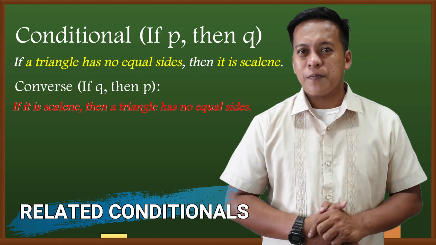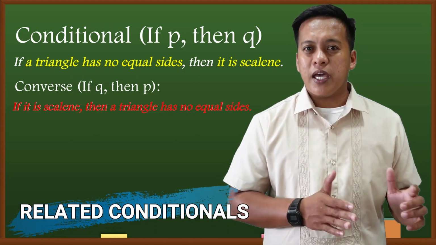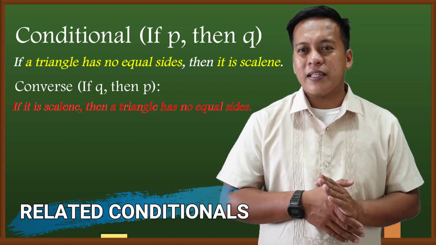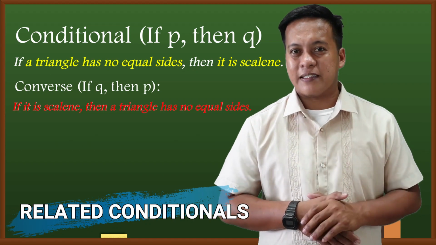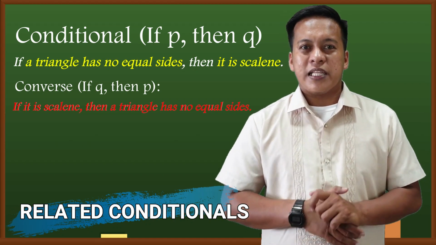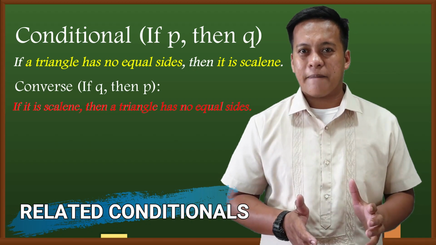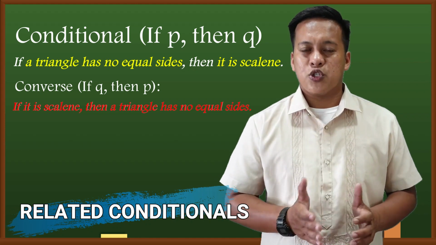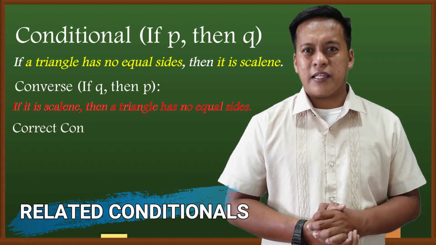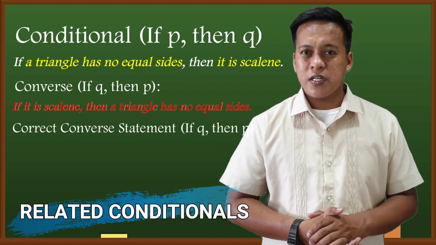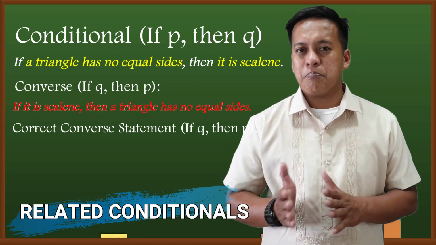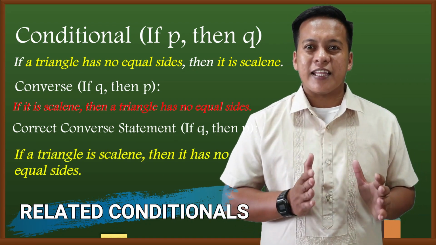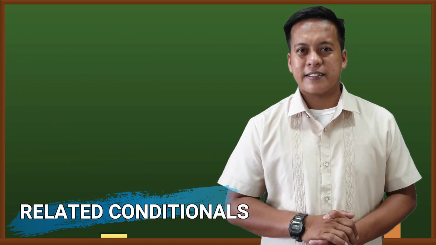It is because even if we interchange P and Q, we must not violate the correct syntax of writing a noun and its antecedent. In this case, the noun is a triangle and its antecedent is it. So, the correct converse statement is converse, if Q, then P. If a triangle is scalene, then it has no equal sides.